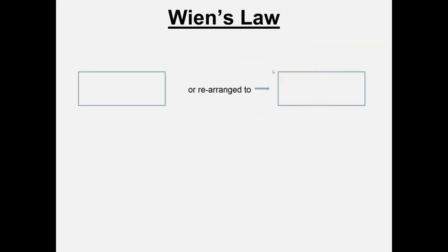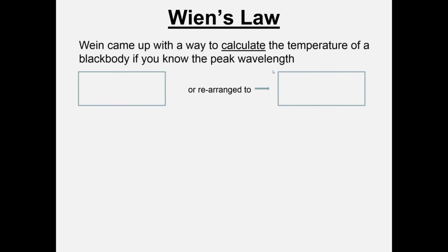So Wien's law, let's make it math. Wien came up with the exact relation between peak wavelength and temperature. The temperature is going to be 0.0029 divided by the peak wavelength, or you can swap those: bring lambda peak up and bring temperature down. Either way, the equation has the exact same form.